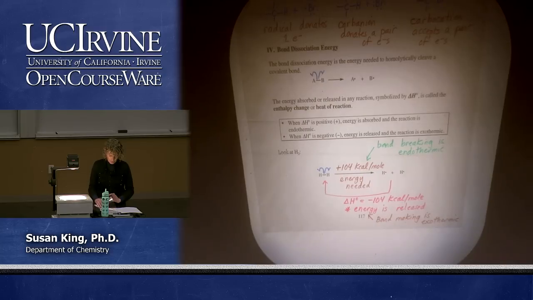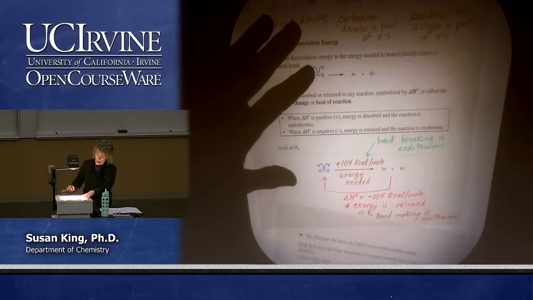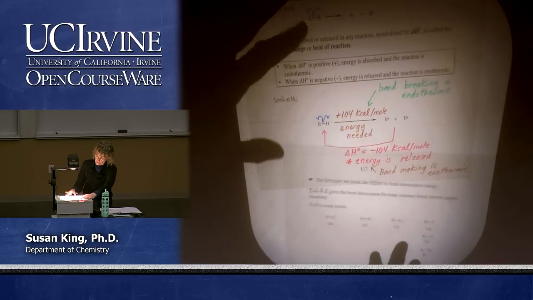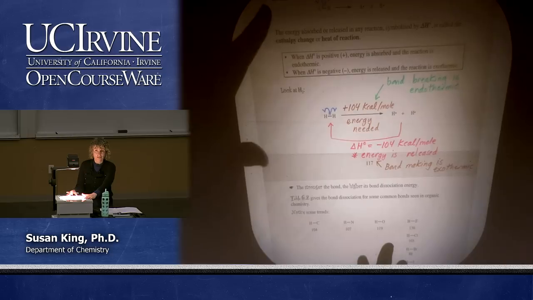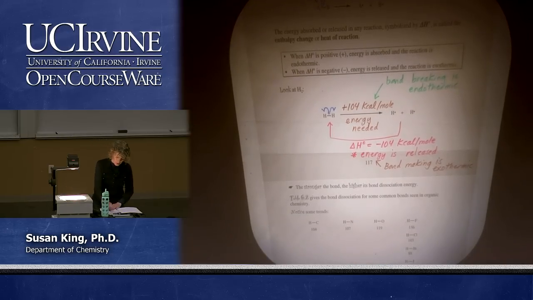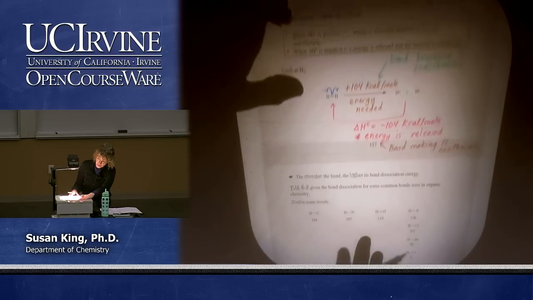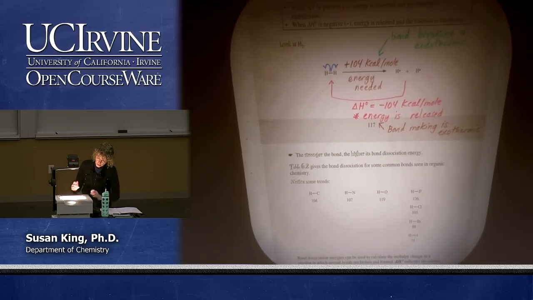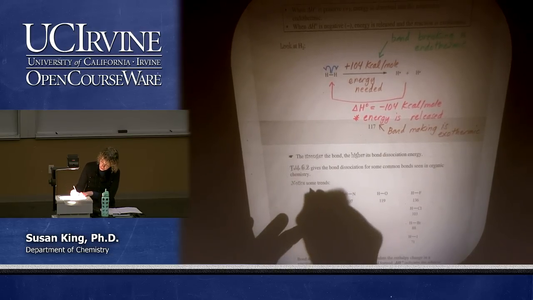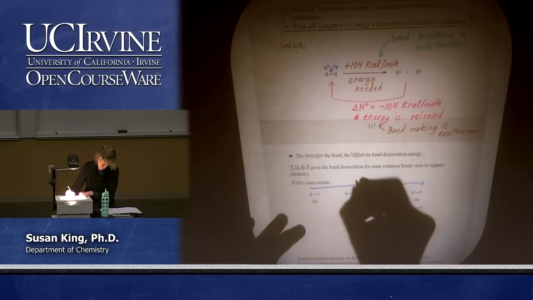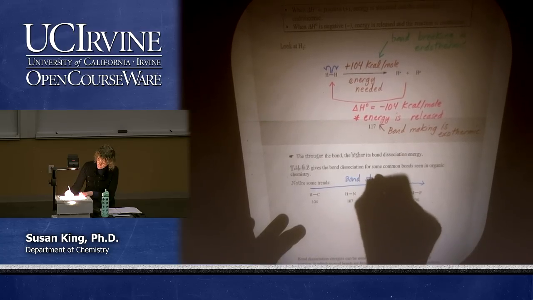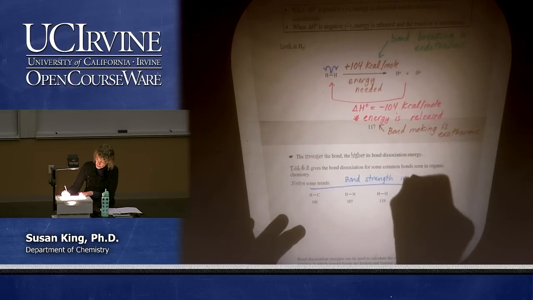Let's look at some trends for bond strength. We kind of talked a little bit about this in chapter one, so let's sort of add on to that. The stronger the bond, the higher its bond dissociation energy. That makes sense. If we have a really strong bond and we want to break that strong bond, we're going to have to put in a lot of energy to break that bond. So table 6.2 gives bond dissociation energies for some common bonds seen in organic chemistry. Notice some trends here. What's happening to bond strength as we go to the right? It's increasing. Bond strength increases.